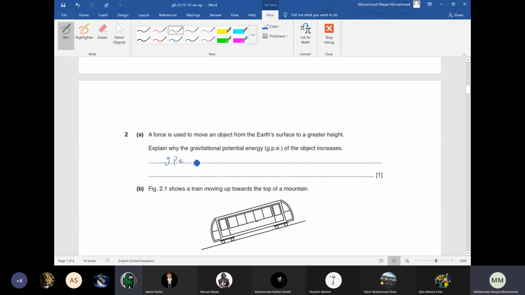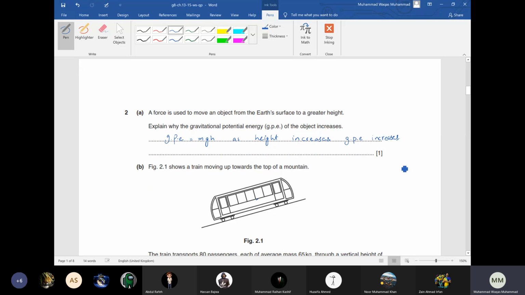Gravitational potential energy is mgh. So, beta, as height increases, gravitational potential energy increases. So this was the answer.